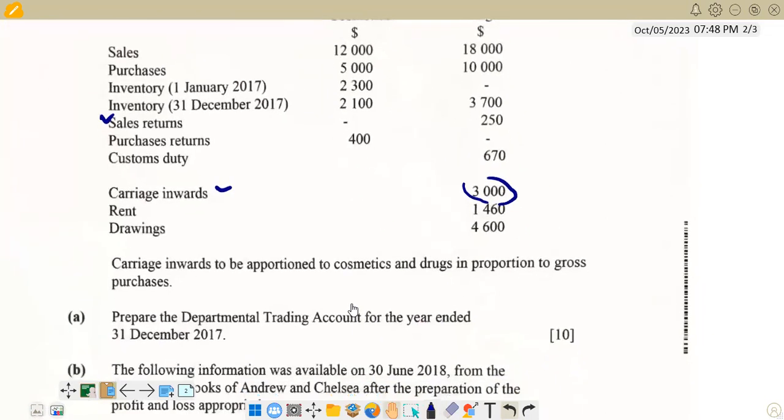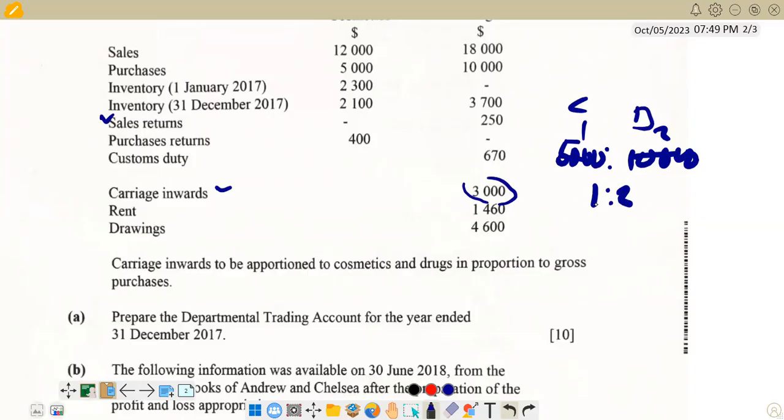You come here, they are saying carriage inwards is to be apportioned to cosmetics and drugs in proportion to gross purchases. The figure for gross purchases means purchases without subtracting purchase returns. So we have 5,000 to 10,000. If you reduce this, 5,000 over 5,000 is 1, and 10,000 over 5,000 is 2, so it will remain as 1:2. So we make this proportion: this is cosmetics, this is drugs.